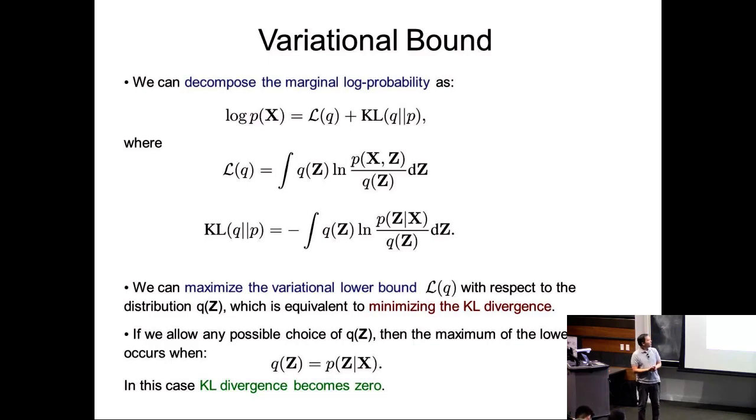So if we allow all possible choices of Q, then the maximum of the lower bound occurs when your Q equals the true posterior, right? So if you had a choice of choosing any flexible Q, then your best choice out of all possible functions would be to choose the true posterior, in which case KL is 0. For any other choice of Q, it's always going to be positive, right?